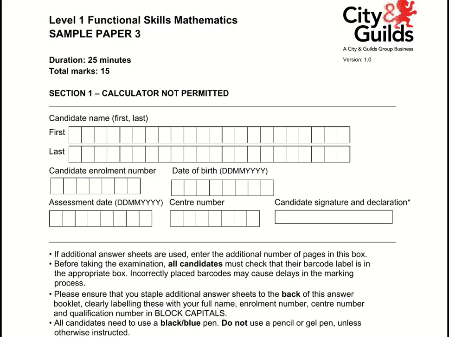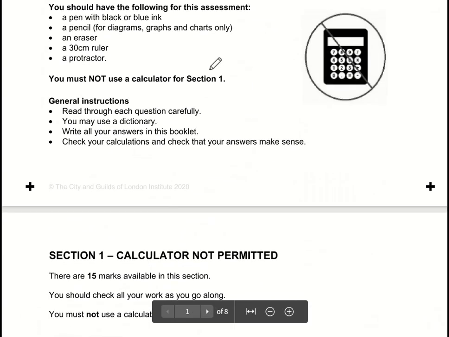Here are the video solutions for City and Guilds Functional Skills Maths Level 1. This is section 1, which is the non-calculator section, and this is sample paper 3.